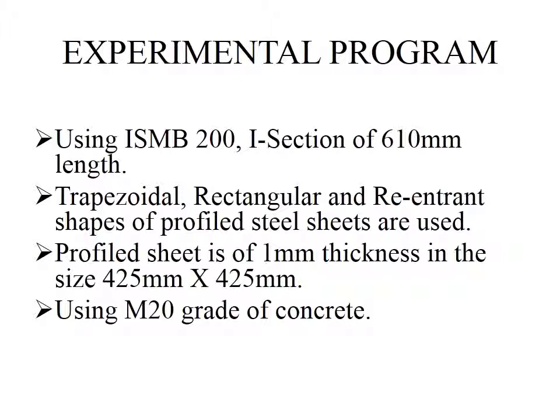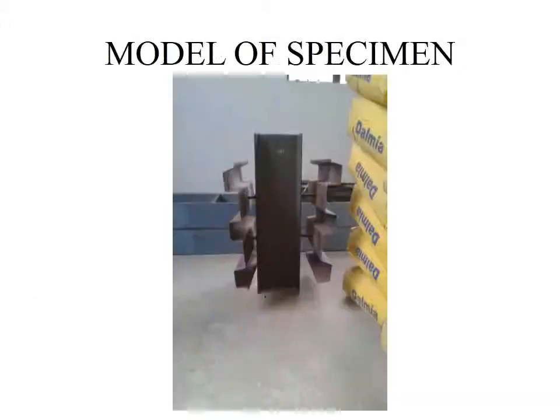In my experimental program, I am using an ISMB 200 I-section of 16 mm length. Trapezoidal, rectangle and re-entrant shapes of profile steel sheets are used. The profile sheet is of 1 mm thickness in a size of 425 mm by 425 mm. I am using M grade of concrete.